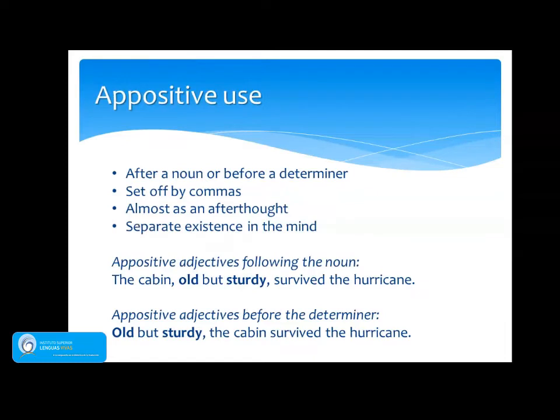Now, there are also appositive adjectives, which are these coming after a noun or before a determiner, set off by commas, and heard almost as an afterthought. Take a look at these two examples. The cabin, old but sturdy, survived the hurricane, or, old but sturdy, the cabin survived the hurricane.